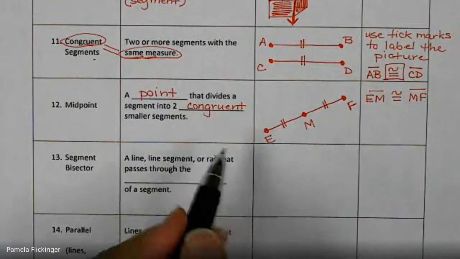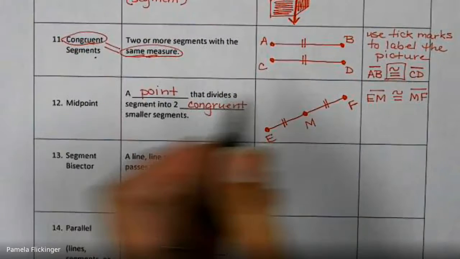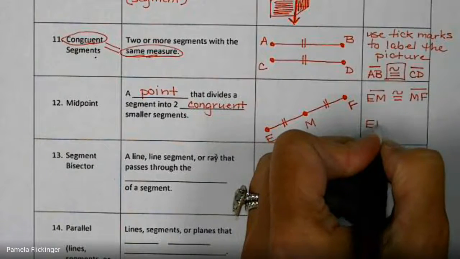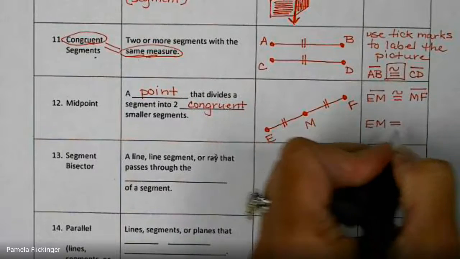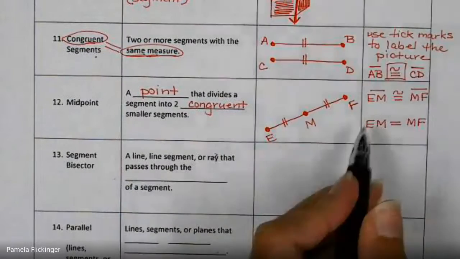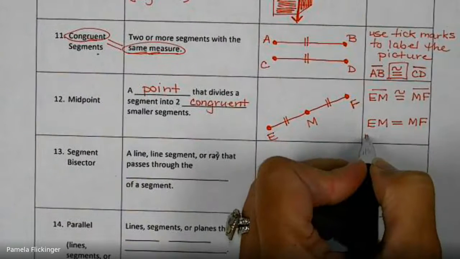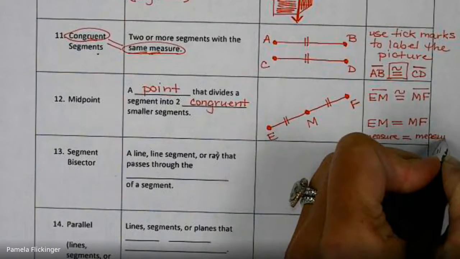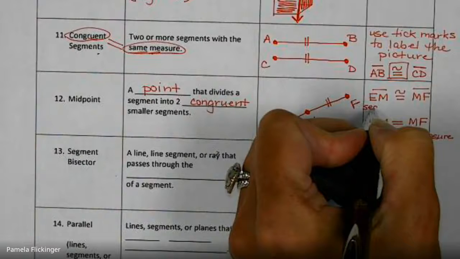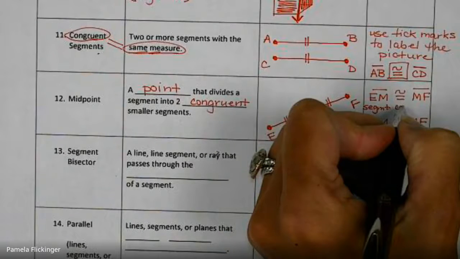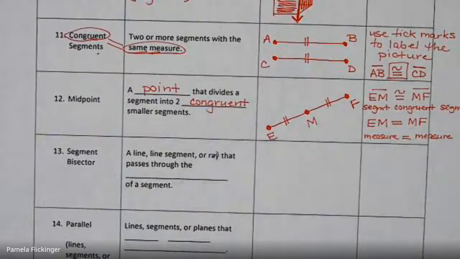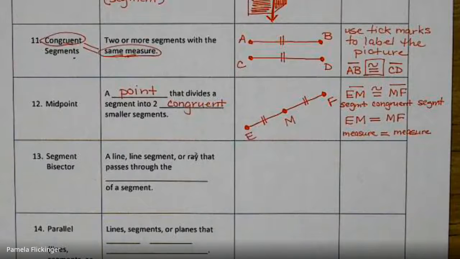Now, as we learned above, though, congruent means same measure. So if I wanted to show that they're the same measure, then I would take the bar away and just use equal. Okay, so this would be a measure equals a measure. This is a segment congruent to a segment. All right, segments aren't equal and measures aren't congruent, and you will get used to that.